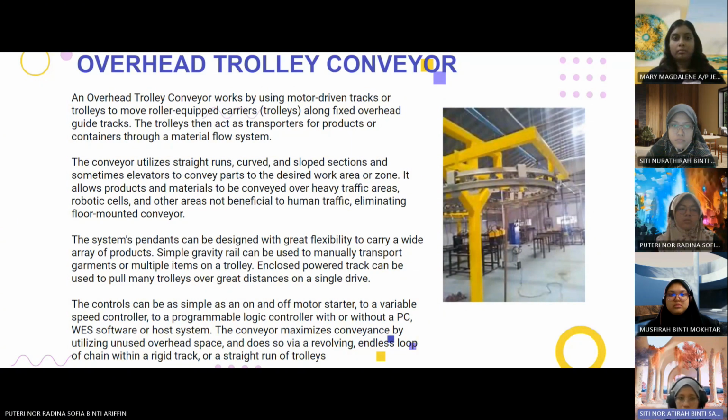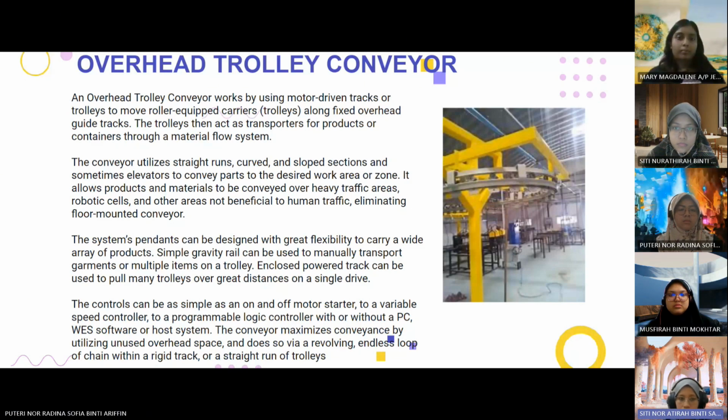First is for overhead trolley conveyor. An overhead trolley conveyor works by using motor-driven track or trolley to move roller equipment carrier, which is trolley, along fixed overhead guide track. The trolley then acts as transporter for product or containers through a material flow system. The conveyor utilizes straight runs, curve, and slope sections, and sometimes elevators to convey part to the desired work area or zone.